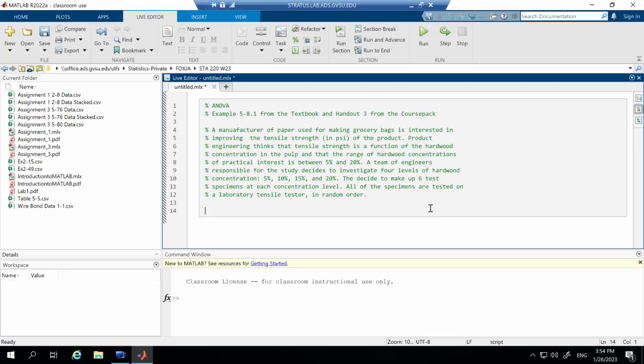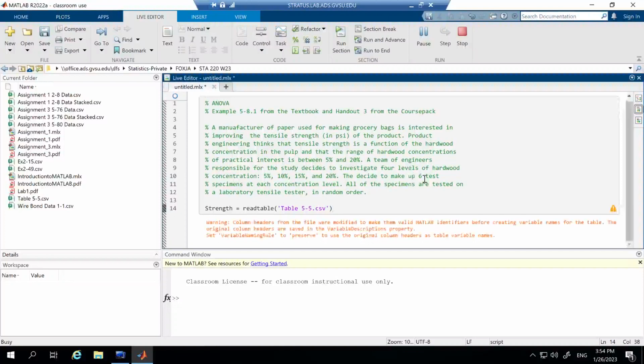So one of the first things that we'll have to start off with is getting our data into MATLAB. And I have the data saved in a CSV file, so we'll go ahead and we'll call that. We're just going to call the data strength. And when we run that command line, it'll generate our table. It'll pull in the CSV file and then generate the table.